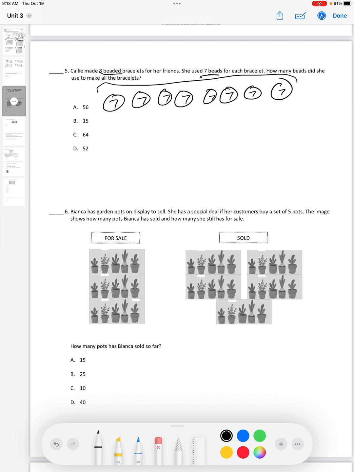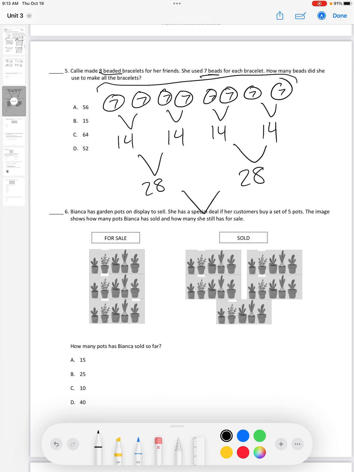How many beads did she use to make all of the bracelets? Well, to find that, we just need to add up the total of all of these 7s. I would not try to add all the 7s at once. That would not go very well, but you can add pairs because 7 and 7 is a doubles fact. And keep adding pairs until you have added up everything and you come to our total of 56 total beads to make the bracelets.